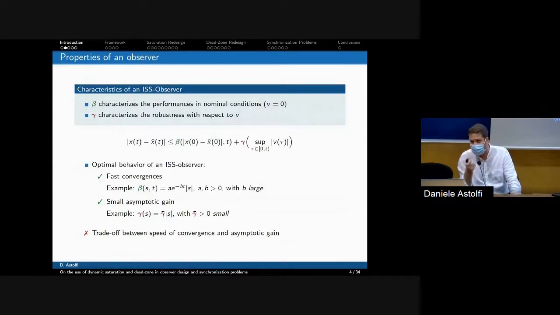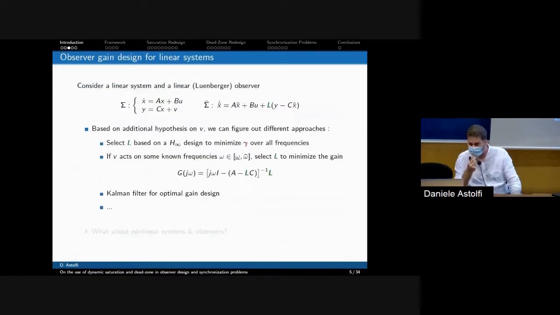But in general, of course, there is a trade-off between speed of convergence and this robustness property with the measurement noise. So we cannot gain in every aspect. For instance, if we just pick linear dynamics and a Luenberger observer, so it's just a copy plus the output injection term, we could imagine to design this gain L following different approaches.